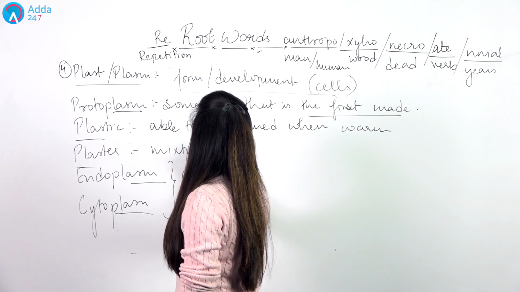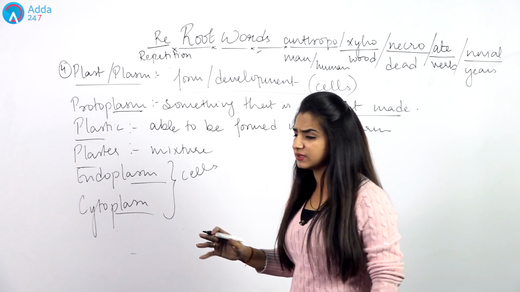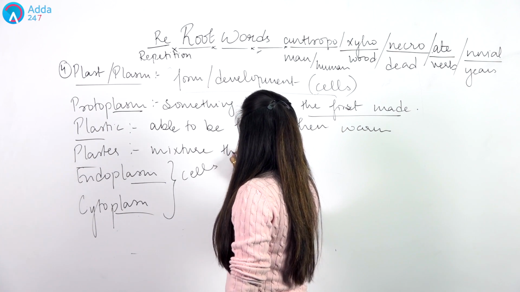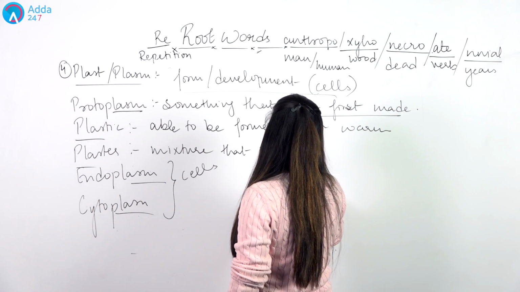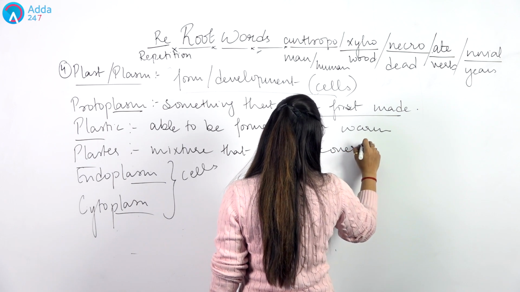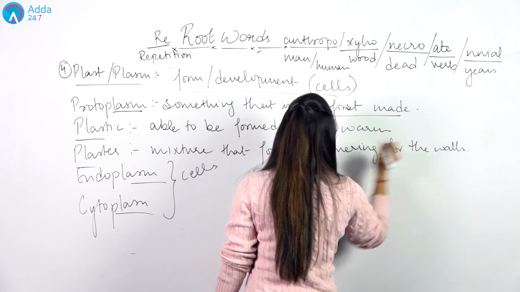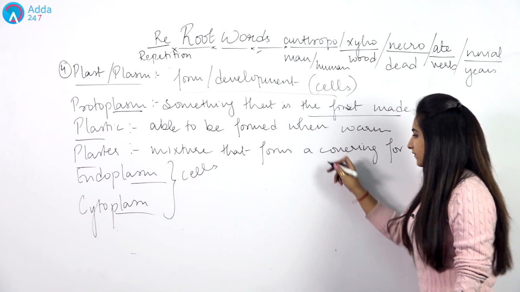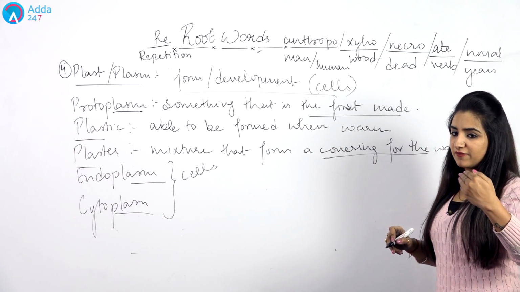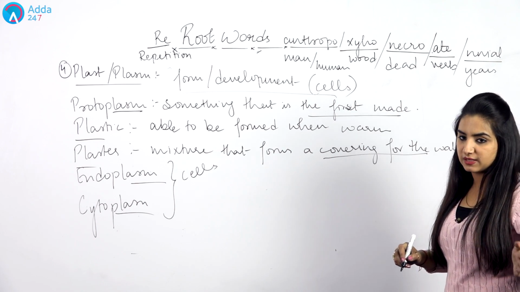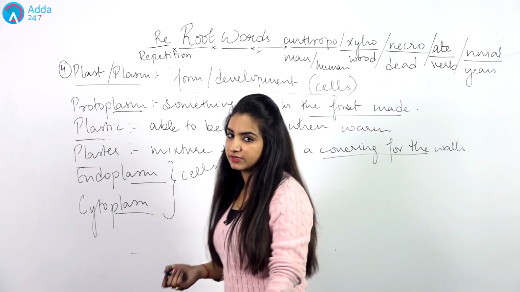Then we have the word plaster. Plaster is actually a mixture of sand and lime and some other things, a mixture that forms a covering for the walls. So whatever covering you give to the walls after they have been built, that is what we mean by plaster. So I hope you understand the meaning of plaster now, right?